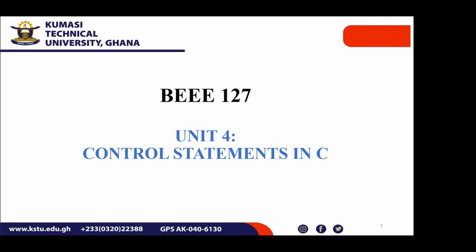Control statements in C. When we talk about control statements in C, what we are basically saying is that as you write programs or as you write code, there will be some parts of your code that, from time to time, would have to run based on certain decisions or certain conditions. Now, these decisions or conditions is what we term as control statements.